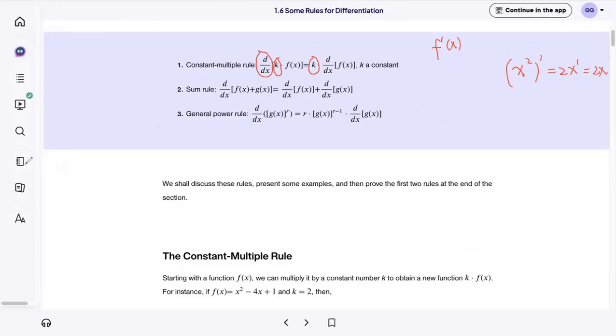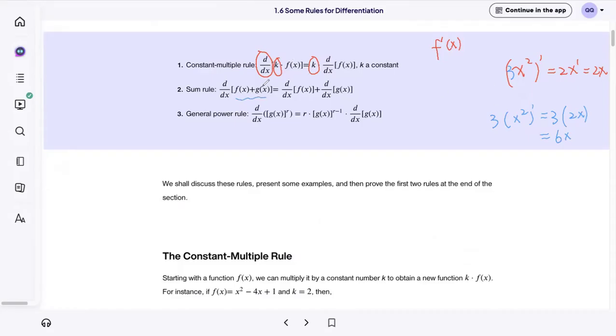But now, what if we have, let's say, 3x squared? So what we can do is leave this 3 outside of the differentiation. We can leave the 3 outside to differentiate this, then in the end, we multiply. So that's the first one. So we can pull the constant out.